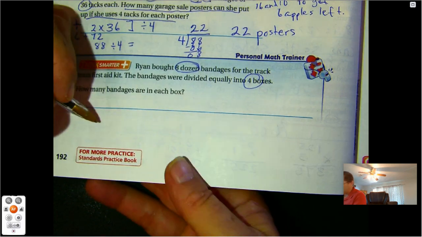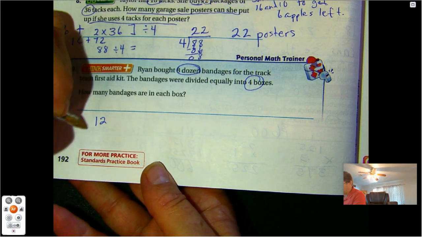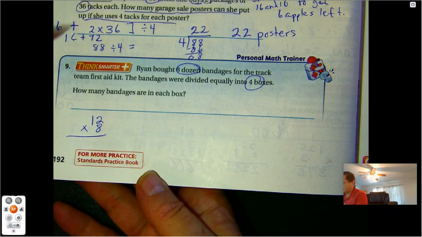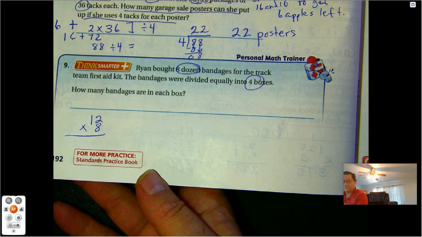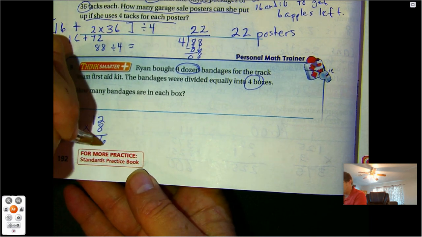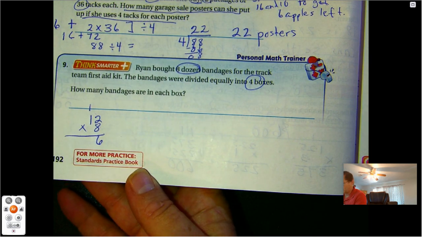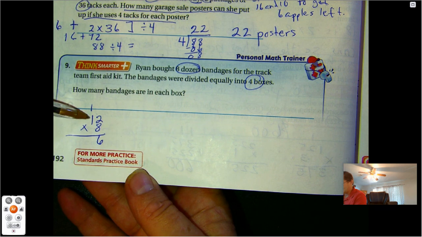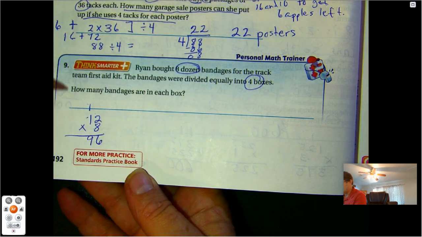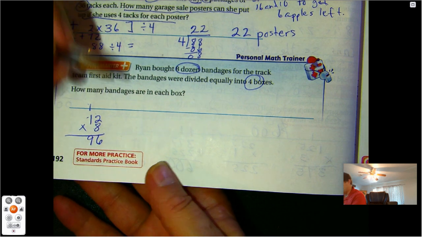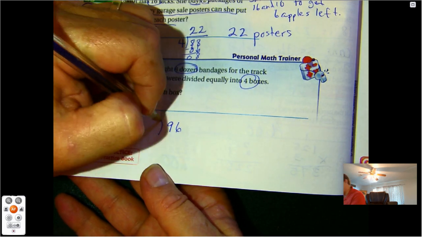Because 8 dozen means 8 sets of 12. 8 times 2 is 16 ones. We'll regroup as 1 ten and 6 ones. 8 times 1 ten is 8, plus the regrouped, 96. So we have 96 bandages that need to be broken into 4 boxes, or shared with 4 boxes.